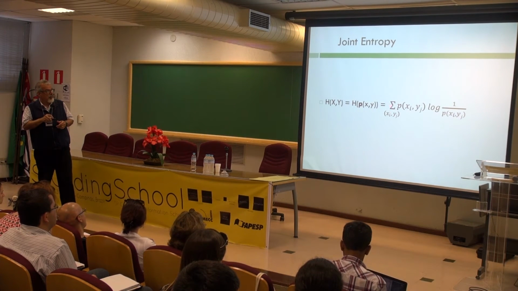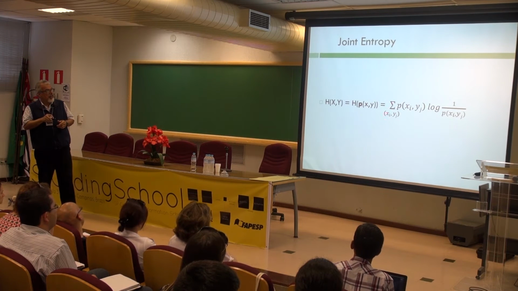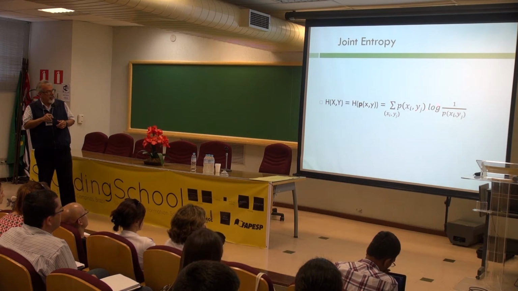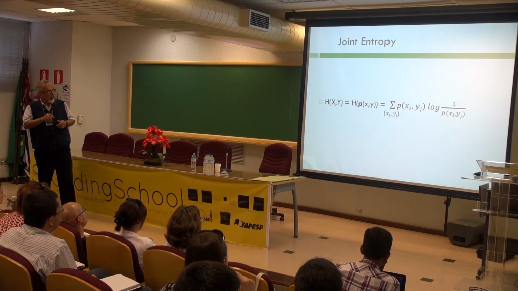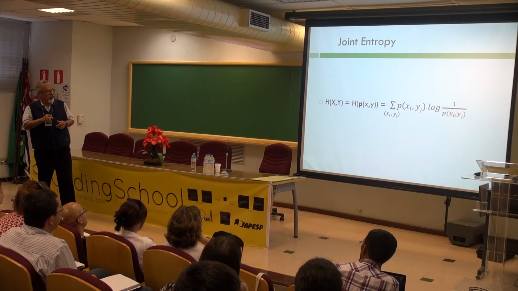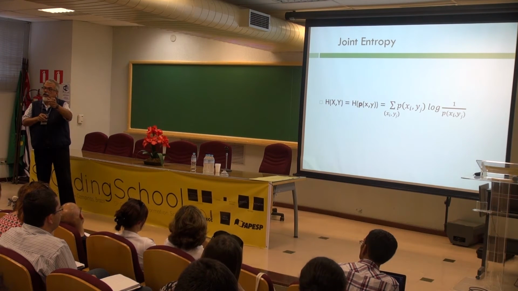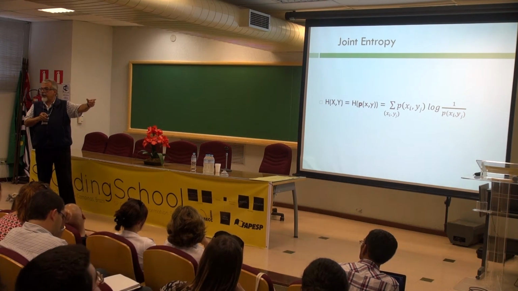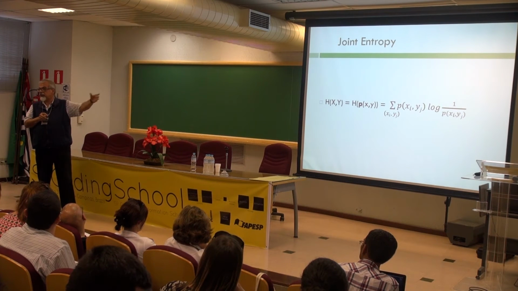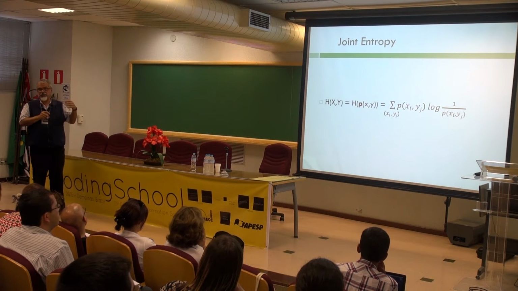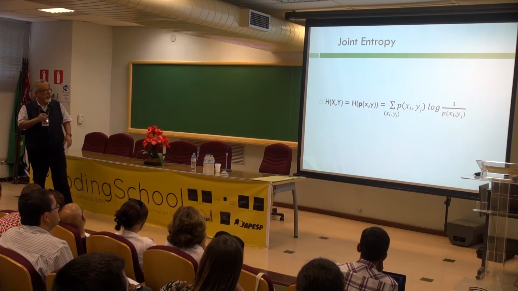I could have represented it with two sigmas, but it's more efficient to just go like this, realizing that it's really a double sum of p times log of 1 over p. Notice that there's no new concept here, because I could think of x, y, the pair, as being a double variate z, a random variable that is really formed by a pair. So it is essentially the same concept, just extended a little bit.